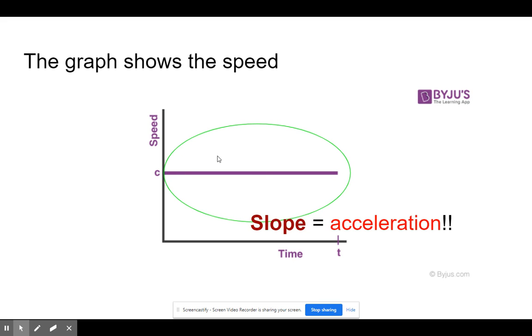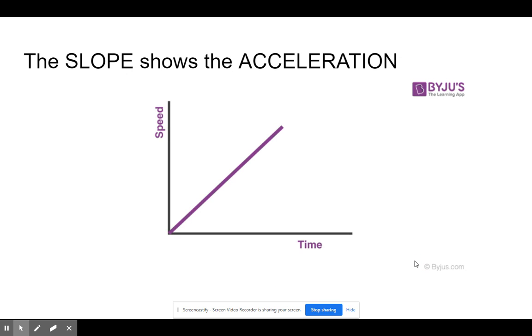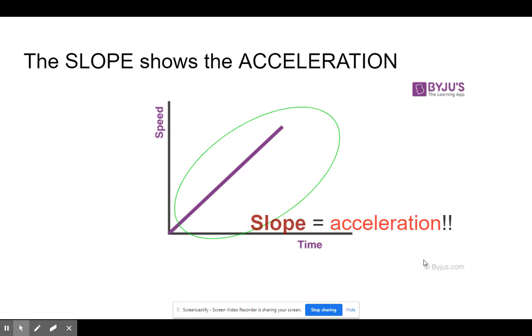So the slope for a speed time graph is showing us acceleration. Is there any acceleration happening here? Speeding up, slowing down, coming to a stop, starting? No, there's no acceleration here. It is a constant. The slope shows acceleration. On a speed time graph, it shows acceleration. Is there acceleration here? Is there any change? So let's look at this.